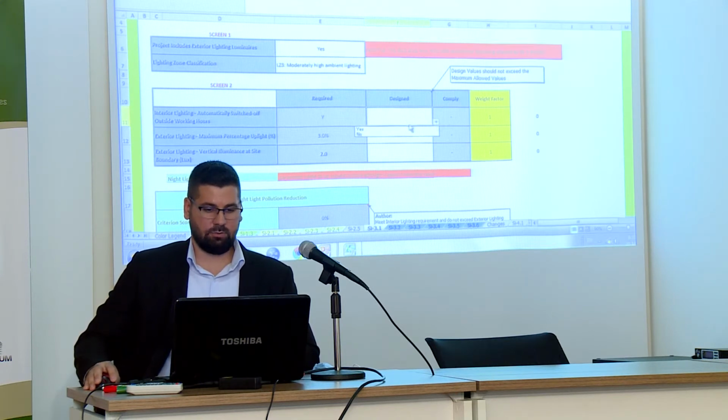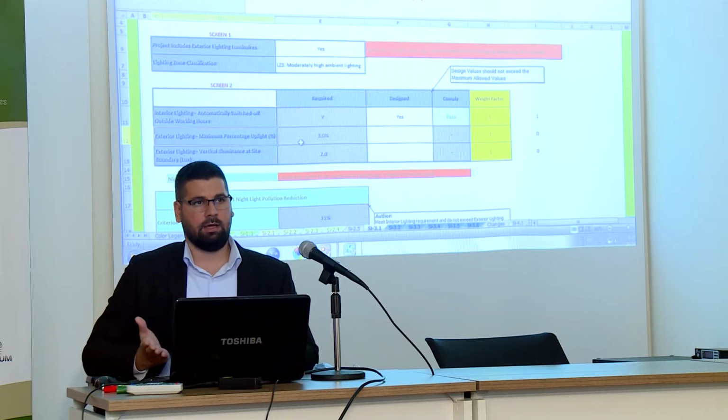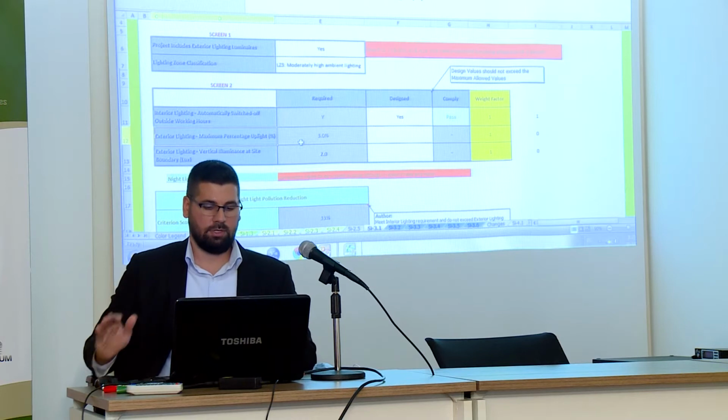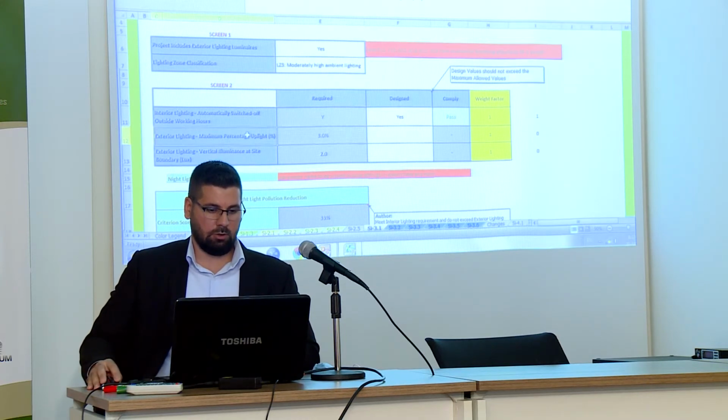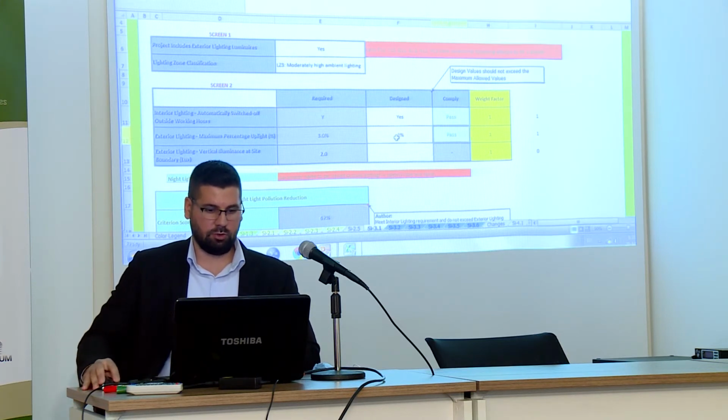So if this is met, we can put here yes, pass, weight factor 1. The second requirement is related to external lighting. Here the maximum percentage of uplight, what we mean by uplight is the percentage of lumens that is directed above 90 degrees from the building, meaning upwards. We can go up to 3% of uplight. Here let's say we have 2, it will pass. We should always be less than the maximum.